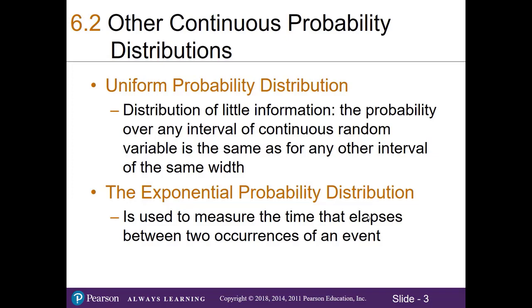The uniform probability distribution is used when we don't have very much information, and so we can assume that the probability of any interval or range of continuous random variables is the same for any other interval or range of the same width. In other words, we assume all the variables have the same chance of occurring.